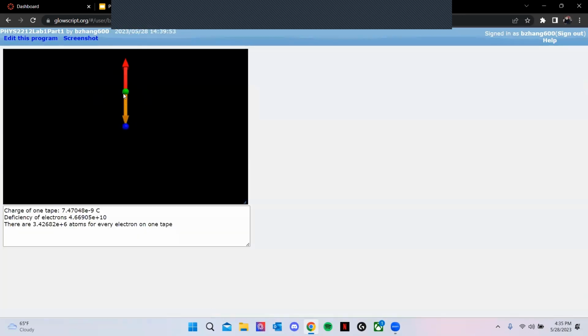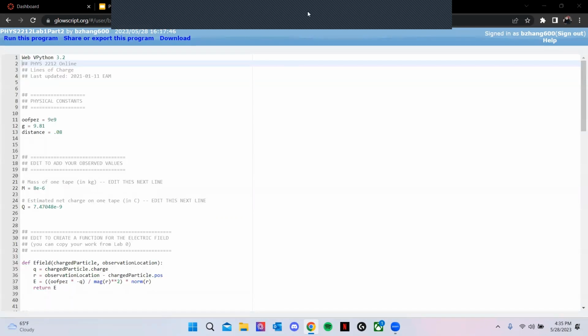This is the model of tape B and tape A, as well as its interactions, the charge of the tape, the deficiency of electrons, as well as the ratio of atoms to electrons. Keep in mind that the red is the electrostatic force and the orange is the force of gravity.